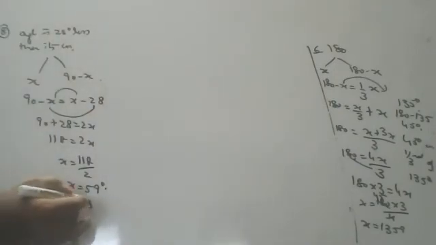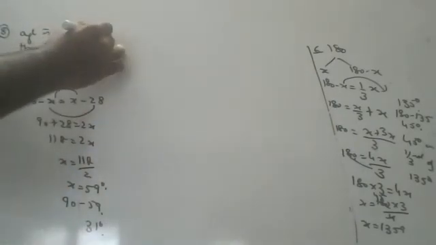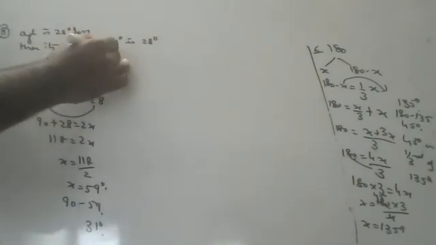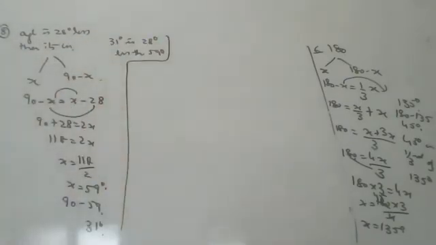If one is 59, what is the other one? 31. So what is the statement? If one angle is 59 degrees, the other is 31 degrees. 31 degrees is 28 degrees less than 59 degrees.